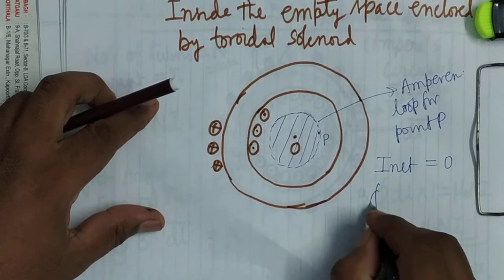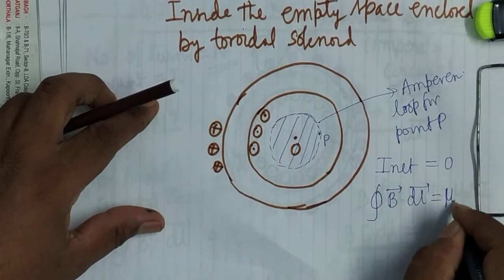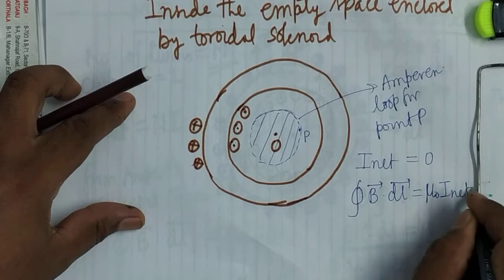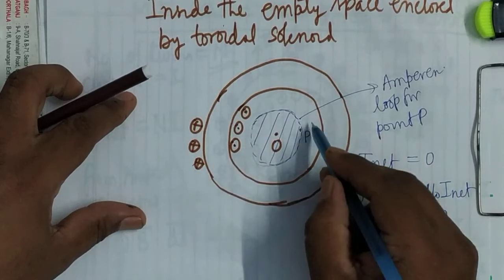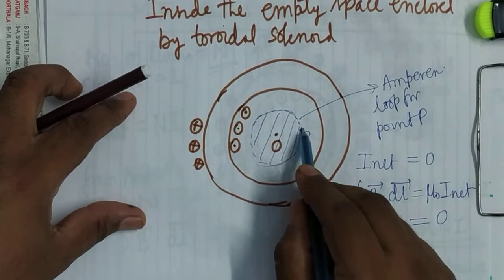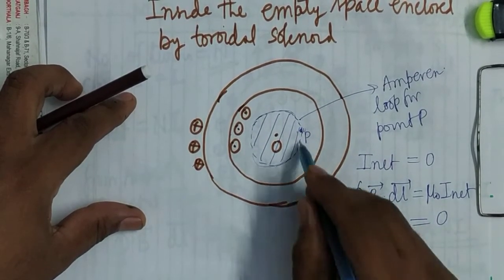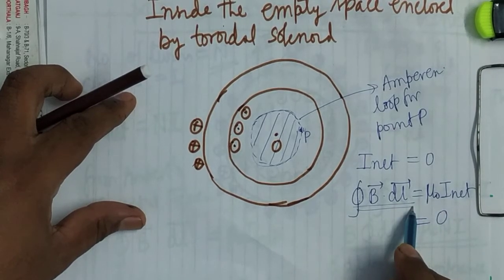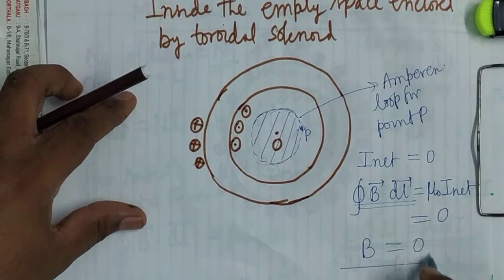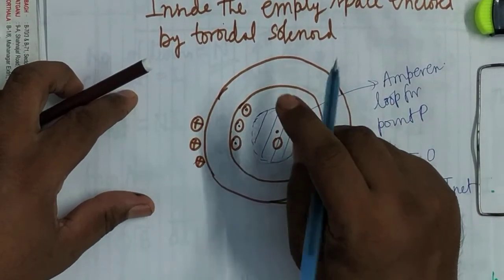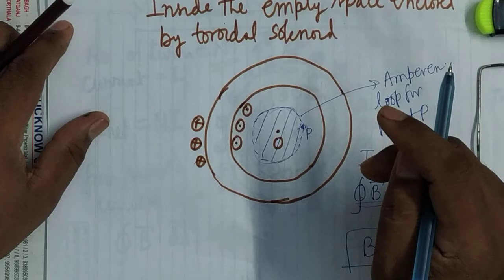When I net is equal to 0, then integral B dot dl equals mu naught into I net, which becomes 0. Integral B dot dl over this Amperian loop, which is for the point P, passing through the point P. So, what will be the magnetic field at P? When this line integral of magnetic field over this Amperian loop is 0, it means B will be equal to 0. There will be no magnetic field within the empty space enclosed by the toroidal solenoid.